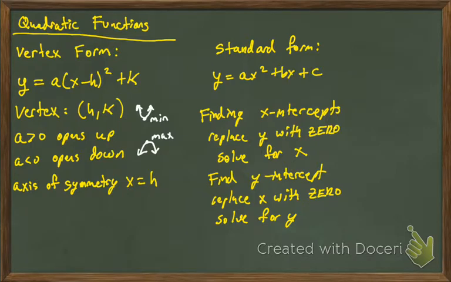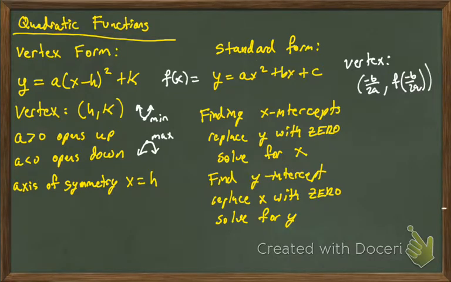Okay, now vertex form and standard form, sometimes the books will refer to vertex form as the quote-unquote standard form. When we think of standard form, usually we think of y equals ax squared plus bx plus c. In standard form, the vertex is going to be negative b over 2a, and then if we call y f of x, then the y coordinate is going to be f of negative b over 2a.